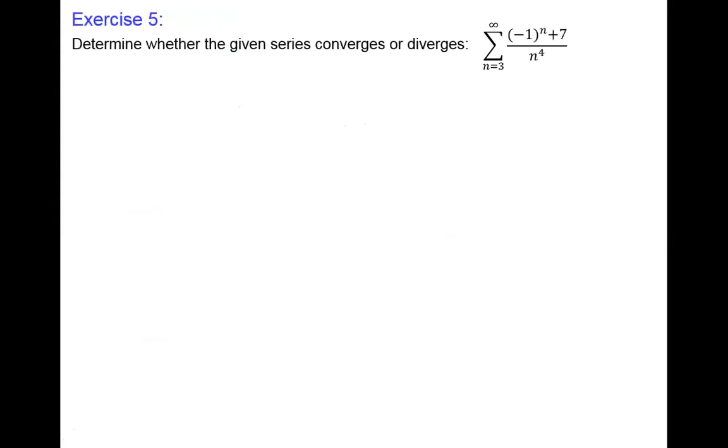Okay, determine whether this series is convergent or divergent. The series from, I know why I put 3, I will tell you. Let's put 1. From 1 to infinity, negative 1 to the n, plus 7 over n squared, n to the power of 4.